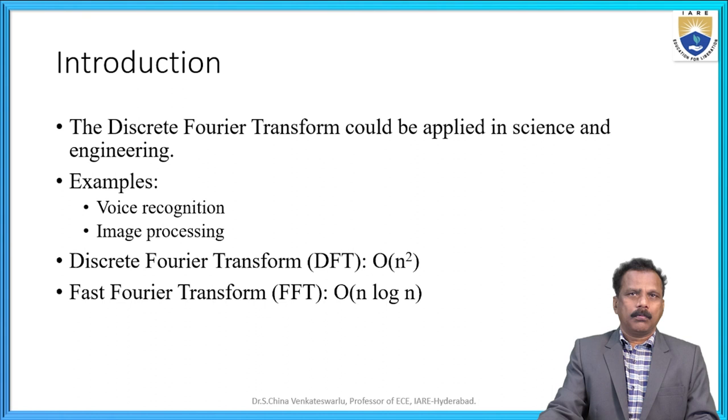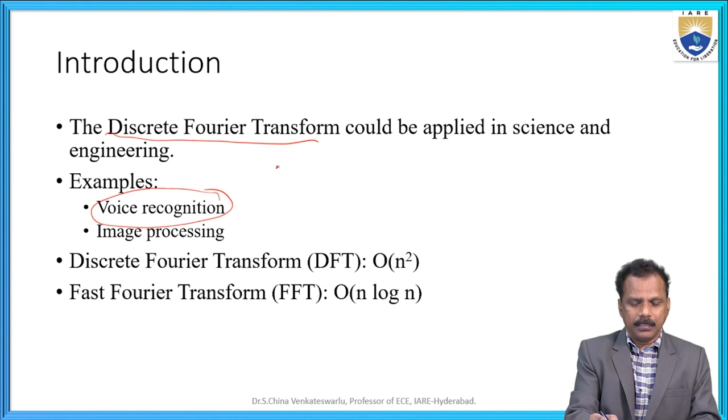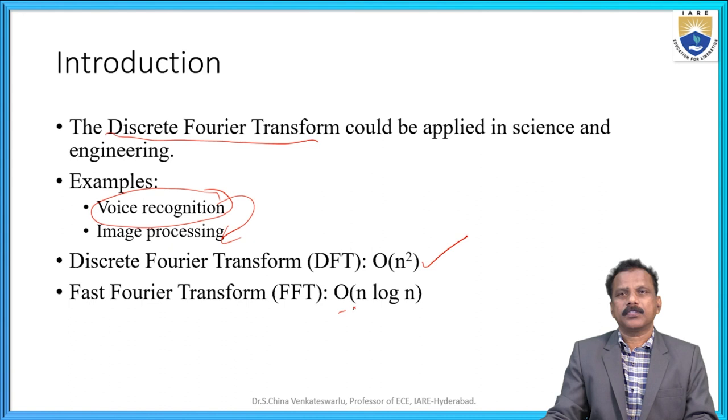Now, recollect that this discrete Fourier transform could be applied in science and engineering. It is very much useful; the discrete Fourier transform could be applied in science and engineering. An example is voice recognition. And one more, the DFT is very much useful in digital image processing. The discrete Fourier transform DFT can be considered order n squared, while the fast Fourier transform is order n log n.